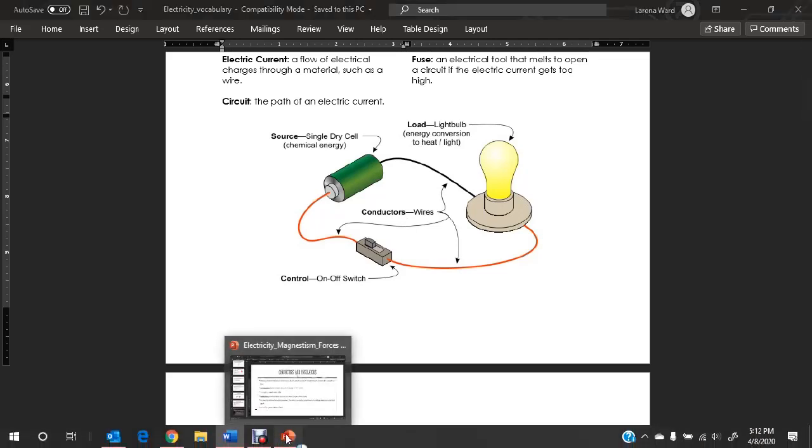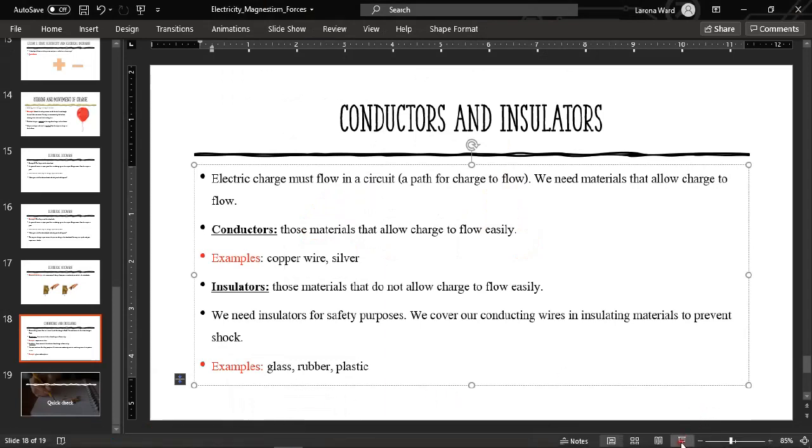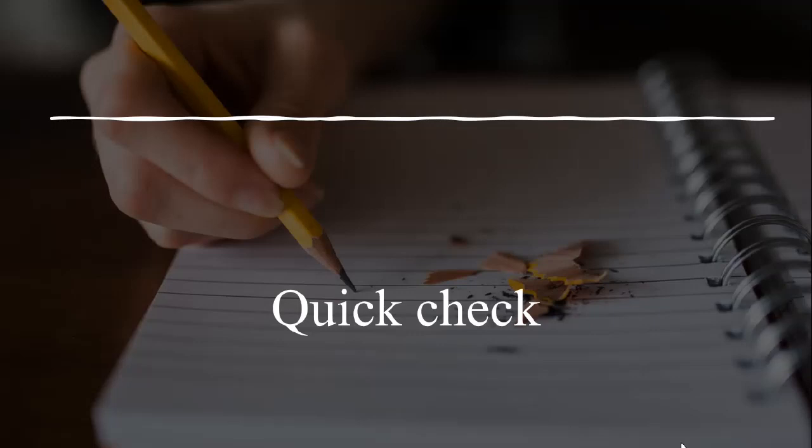Let me go back here to my slide. Let's do the quick check. The quick check on page 127. In each row, cross out the word or words that do not belong. Number 9. The words are conductor, glass, copper, silver, and let charges flow. Which one here does not belong? If you say glass, you are absolutely correct.